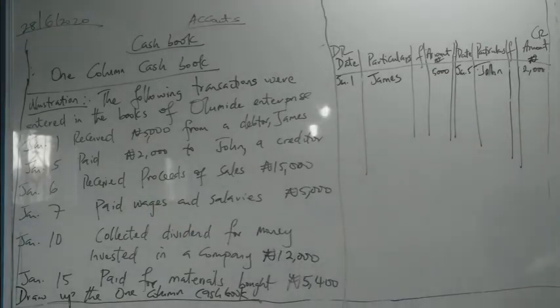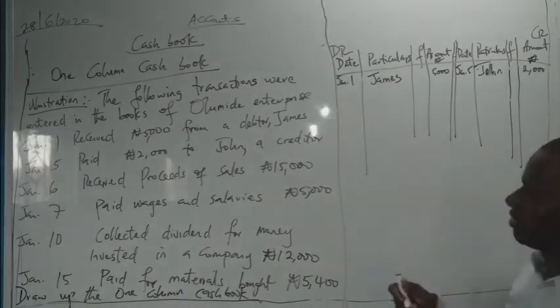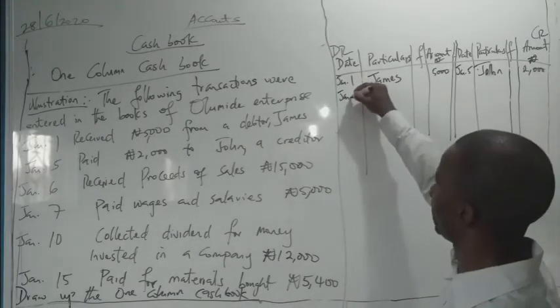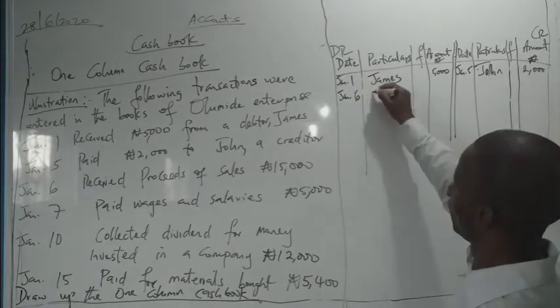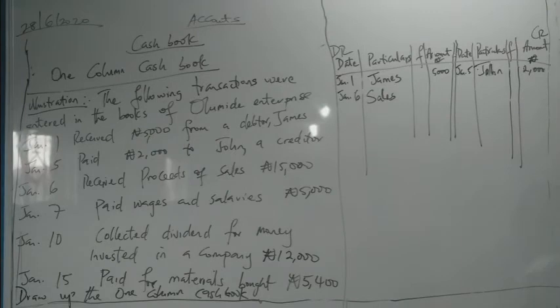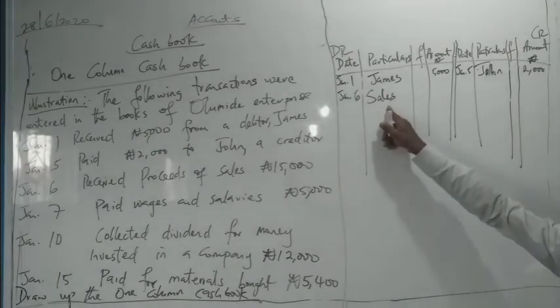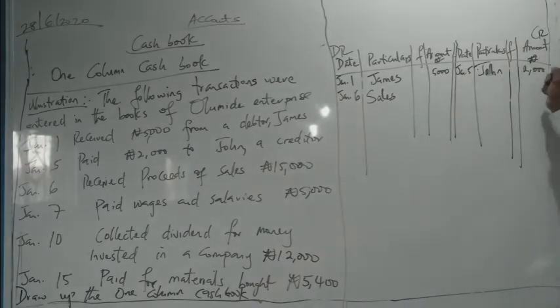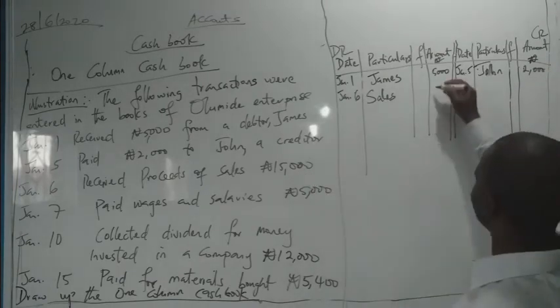Let's go to the next one. Received proceeds of sales 15,000 naira. Money is coming in. And when money is coming in, it will be debited. Very good. So January 6th, we'll write sales. Why are we writing sales? Because the corresponding entry will be on the credit side of the sales account. And how much? 15,000. So we'll record it.